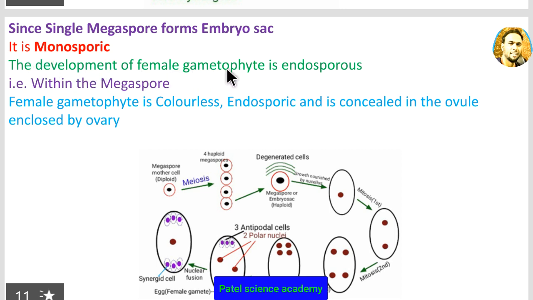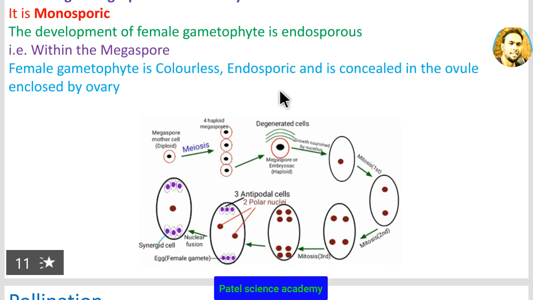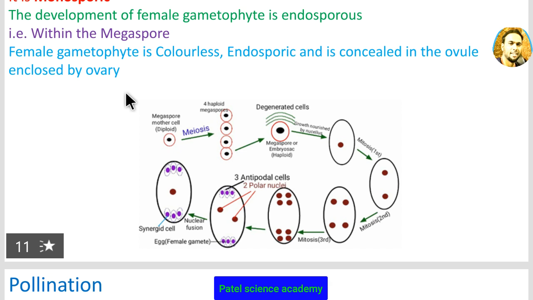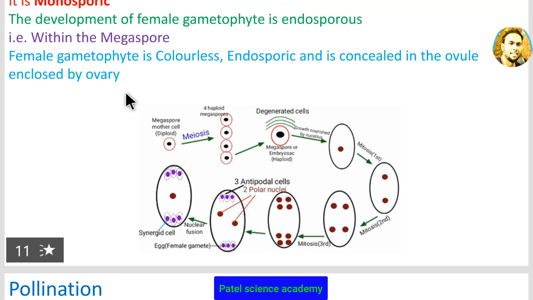The development of the female gametophyte is endosporous, that is within the megaspore. As it takes place in the megaspore, that's why it is called endosporous. Female gametophyte is colorless. There is no color. Endosporic means it is developed inside, within the megaspore, and it is concealed in the ovule, enclosed by the ovary.